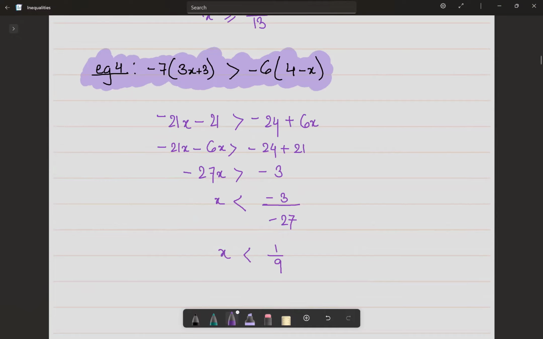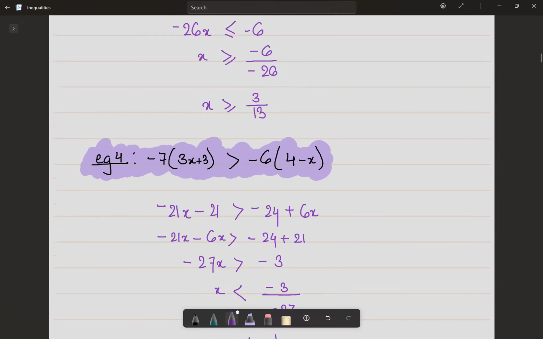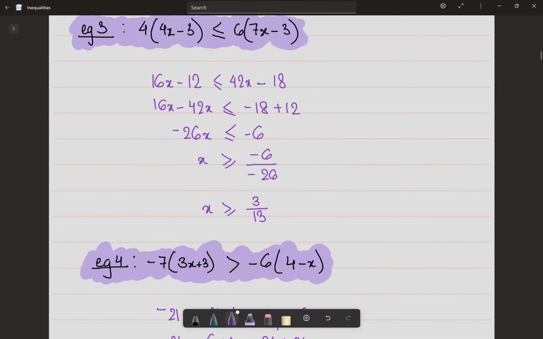If we interpret our answers, then this means that x can be any value which is less than 1 by 9. In the case of the previous one, x can be any value which is greater than 3 by 13, or it can also be 3 by 13. There are two possible answers to this one. Either our value of x is 3 by 13, or our value of x is greater than 3 by 13.